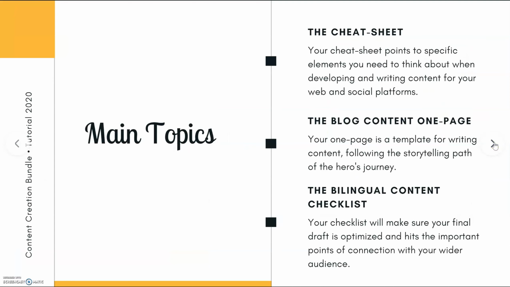The main topics we'll cover in this tutorial will be the 3 content creation tools included in your bundle. The cheat sheet points to specific elements you need to think about when developing and writing content for your web and social platforms. The one page is a template for writing content following the storytelling path of the hero's journey. The checklist will make sure your final draft is optimized and hits the important points of connection with your wider audience. Let's start with the cheat sheet.